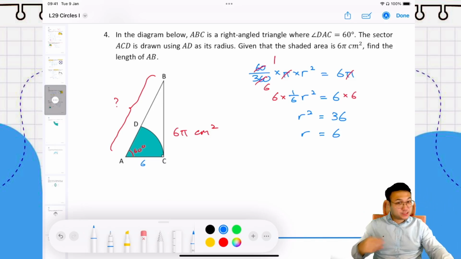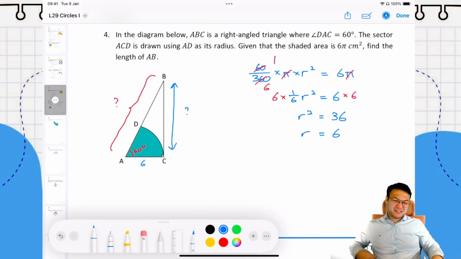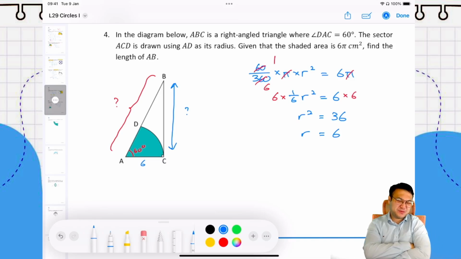Can we use Pythagoras theorem? Yes. But if you want to use Pythagoras theorem, you need to know this length as well. Do we know this length? We're stuck. Give up. No. Cannot be solved. Wait, I think I know. Why? What should you do?